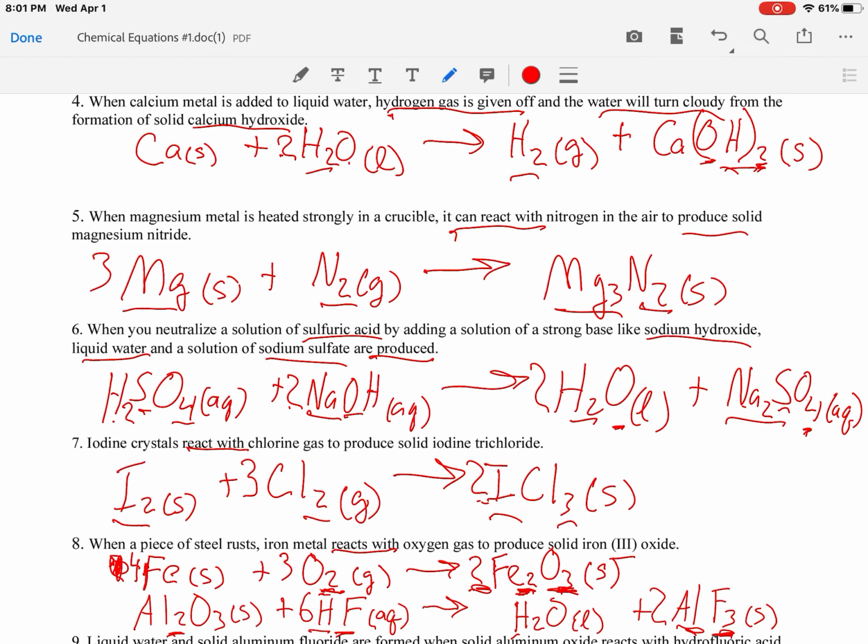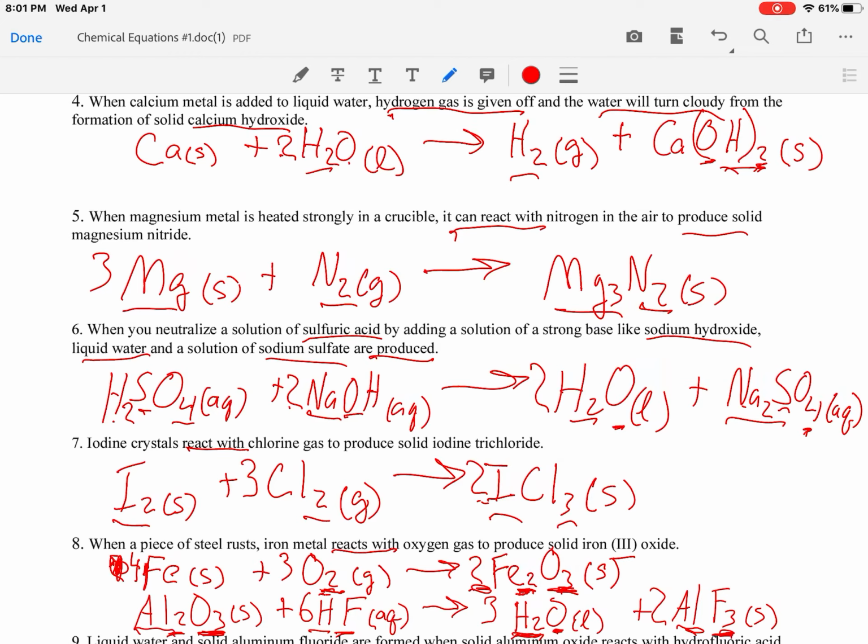Now if I go back on the product side, I've only got 2 hydrogens in my water, so that means I must need 3 waters in order to get those 6 hydrogens. But that also gives me 3 oxygens on the product side, because that 3 out in front multiplies by the oxygen. Now if I look back on the reactant side, I have 3 oxygens over here. So I think everything's in balance, but let me double check.